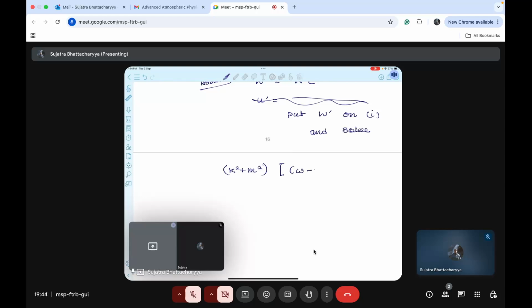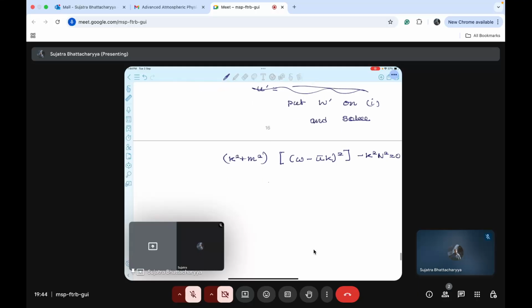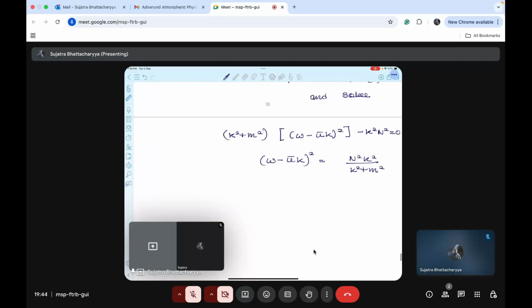You get (omega minus u bar k) whole square minus k square n square is equal to 0. So (omega minus u bar k) whole square becomes equal to n square k square divided by k square plus n square. This is called the intrinsic frequency. So this omega hat becomes plus minus nk root over k square plus n square.